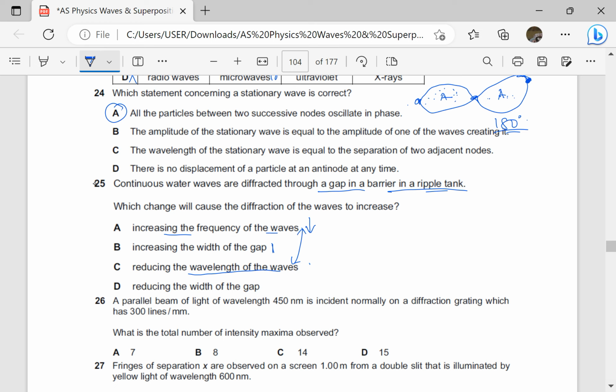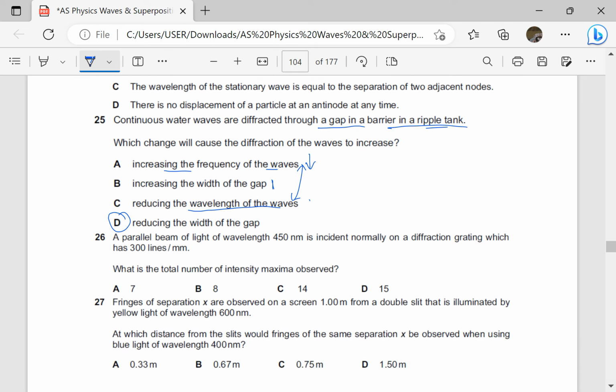Reducing the width of the gap makes the width of the gap almost of the same order as the wavelength of the water waves, which makes diffraction to be maximum.